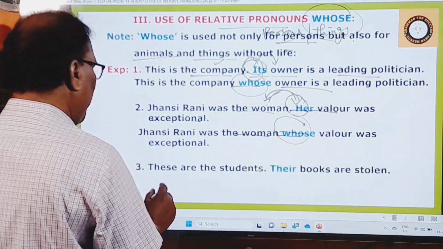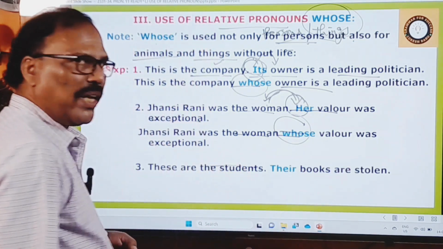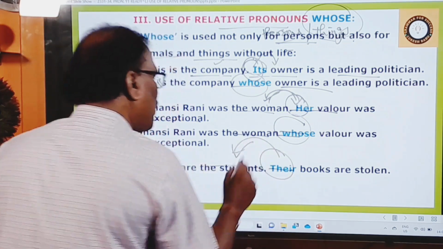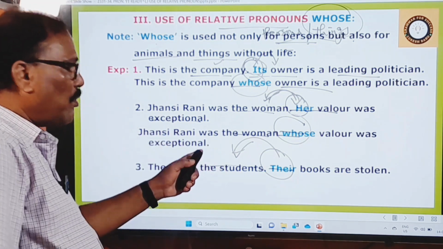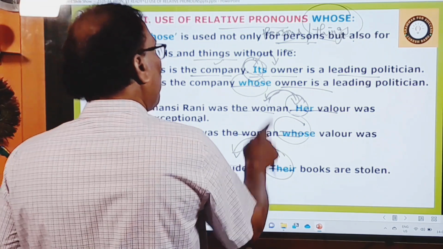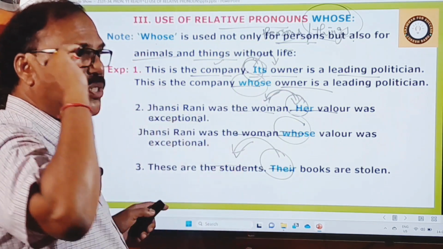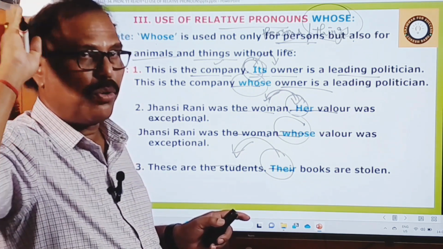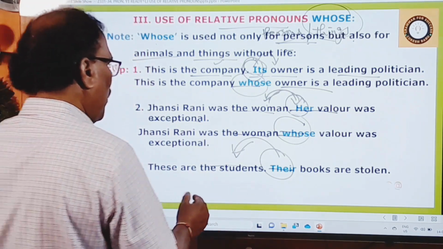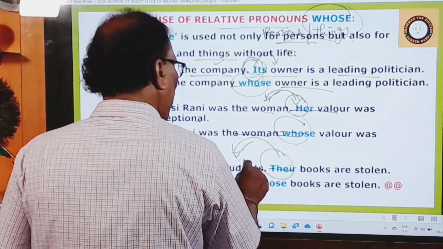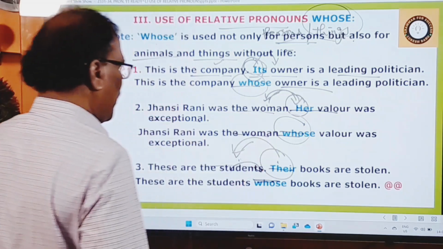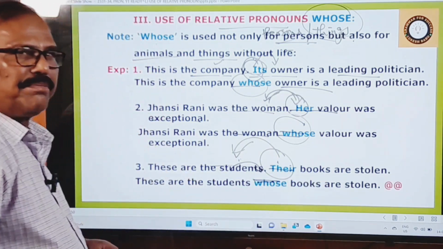One more example is given here. These are the students. Their books are stolen. So here you are talking about the students. In the second example, their is used to refer to these students. Their books, the books of those students, that is the meaning. That means this their is in the possessive case, right? And now we have to use the possessive case relative pronoun. Immediately remember the possessive case relative pronoun is whose. You have to join these two statements with the help of the possessive case pronoun only. So here, how? It is referring to this, and therefore instead of this their, use whose, and immediately beside this we have to use it. These are the students whose books are stolen.